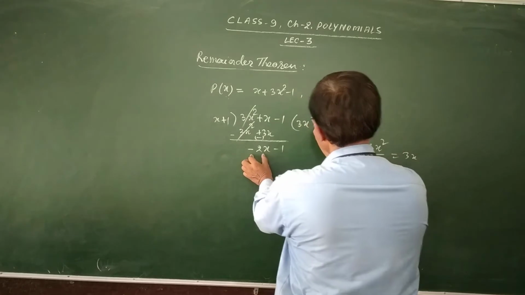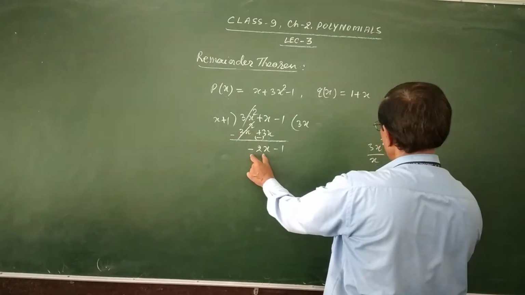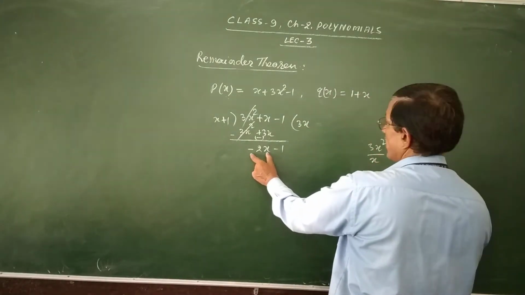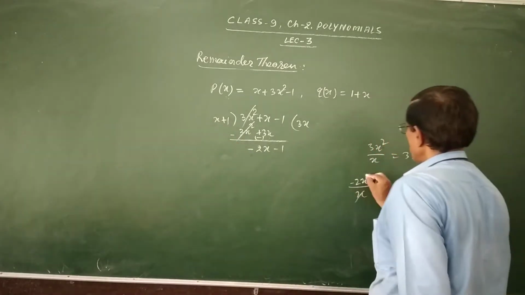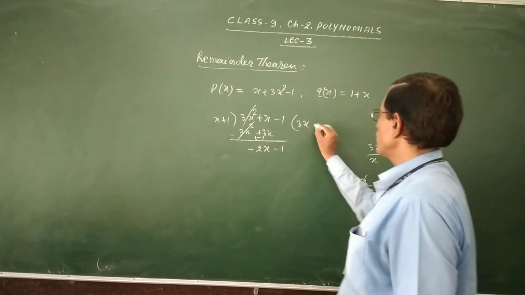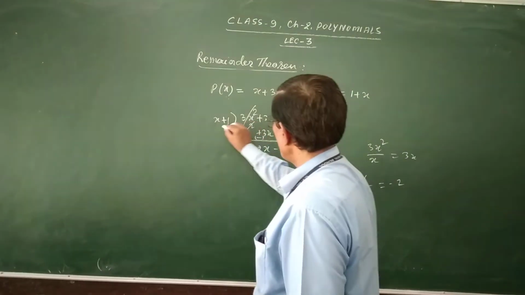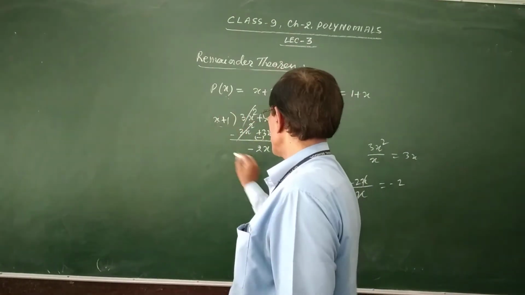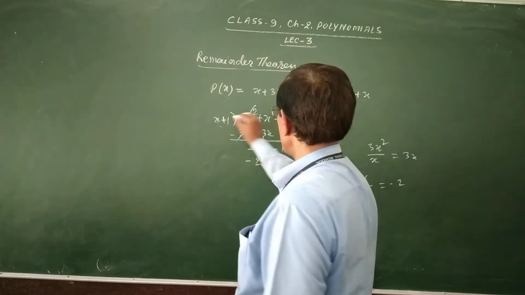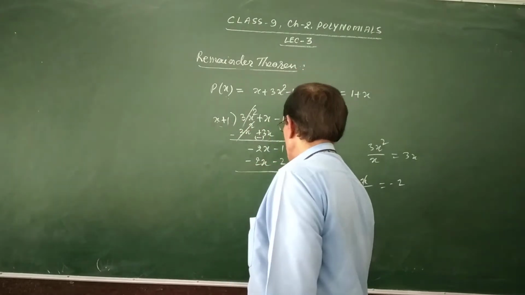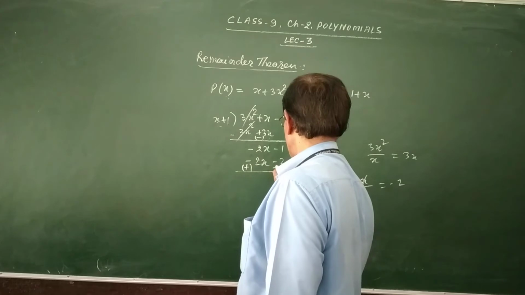To find the second term of the quotient, we divide the first term of the dividend by the first term of the divisor, x. X cancelled, that is minus 2. So the second term of the quotient is minus 2. So minus 2 times we multiply this: minus 2 into x, that is minus 2x, minus 2 into 1, that is minus 2. Now change the sign.